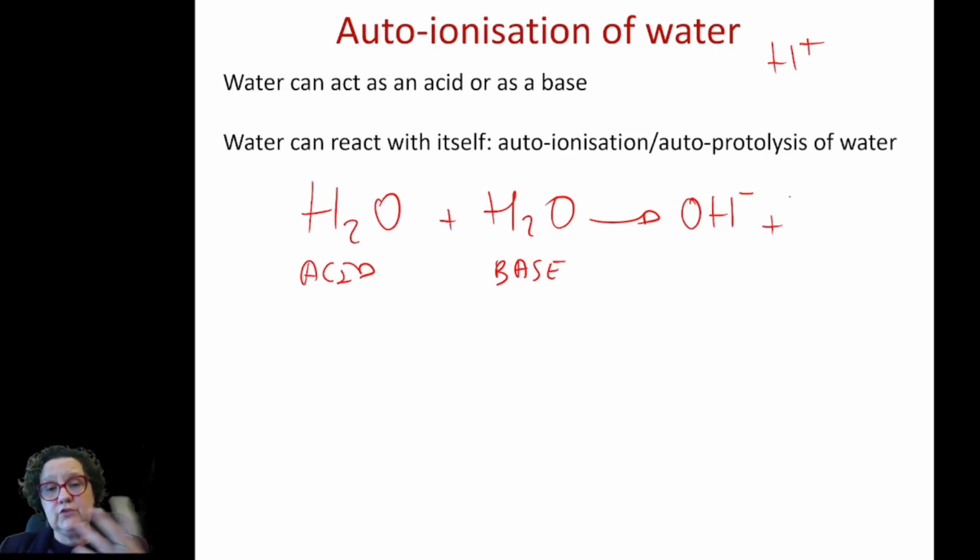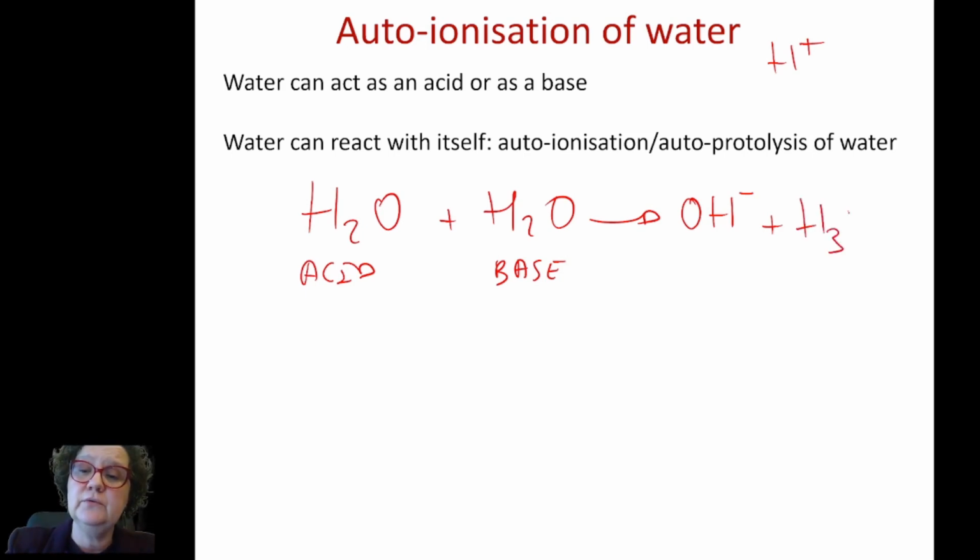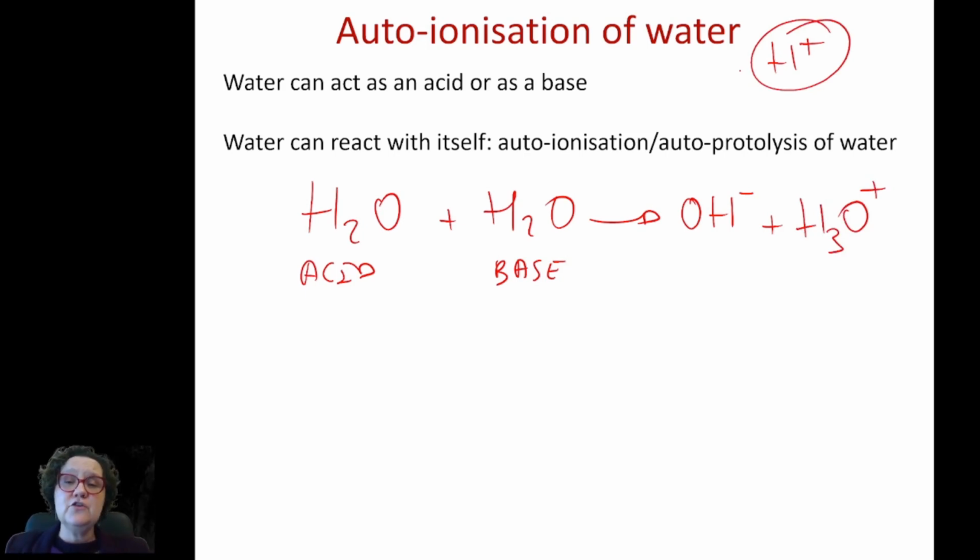So what do bases do? They accept hydrogen ions from the other molecule of water in this case. Instead of H2O, you have H3O, and you have a plus because it has not accepted a hydrogen, it has accepted a hydrogen ion, a hydrogen with a positive charge. So we call this autoionization of water.